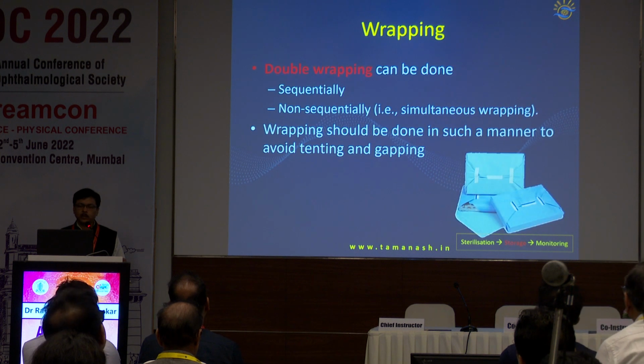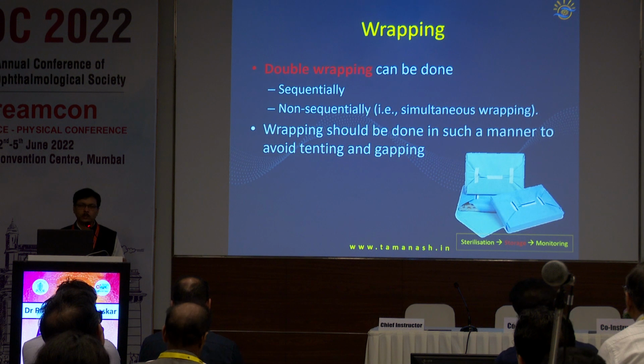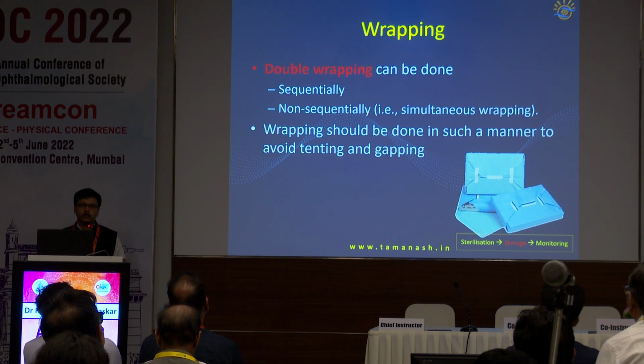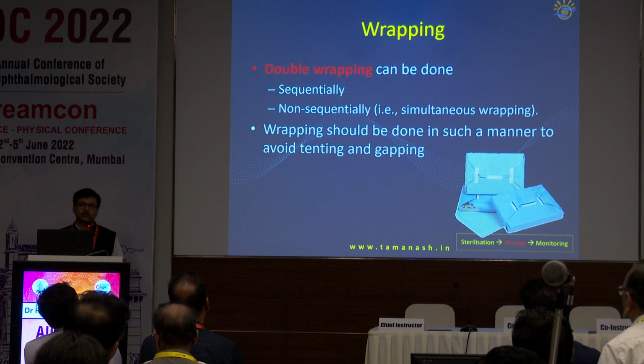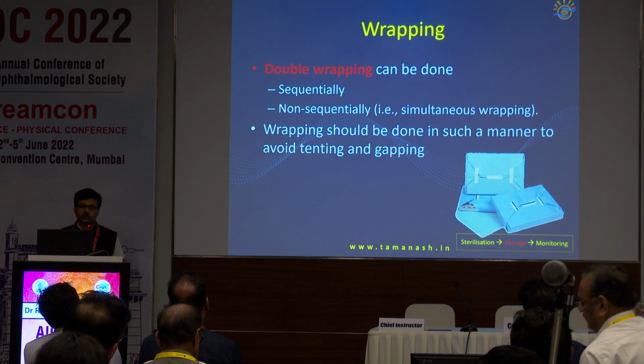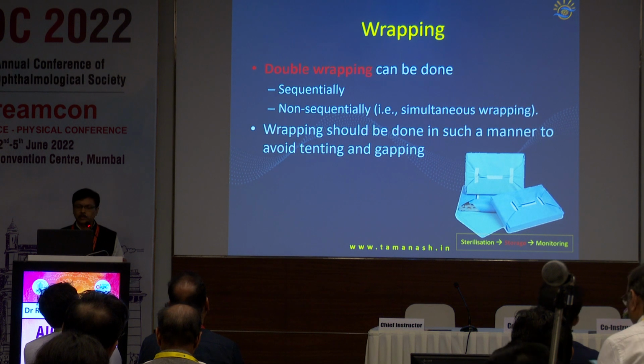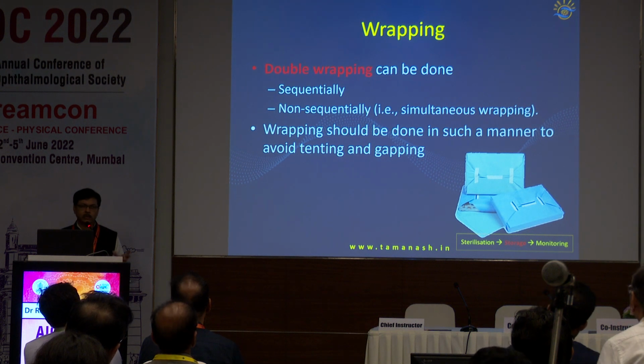So double wrapping, as Anshuman showed the wrapping, can be done sequentially or non-sequentially. Sequentially means you wrap it once, then you wrap it again in another cloth. Non-sequentially means you take two layers and you wrap them together. Okay. So wrapping should be done in such a way that there is no tenting or gapping, so that air cannot enter otherwise.